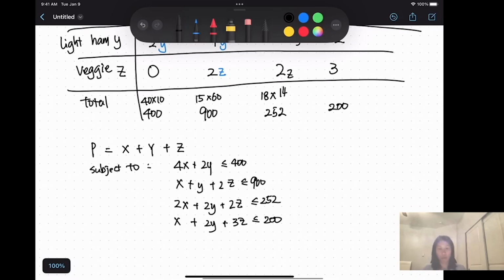Alright, so here are the constraint functions. So how many slack variables do we need to add? Since we have 4 functions, that means we need to add 4 variables. I can call them u1, u2, u3, and u4. You can name them anything that you want. You can use A, B, C, D. It doesn't matter.